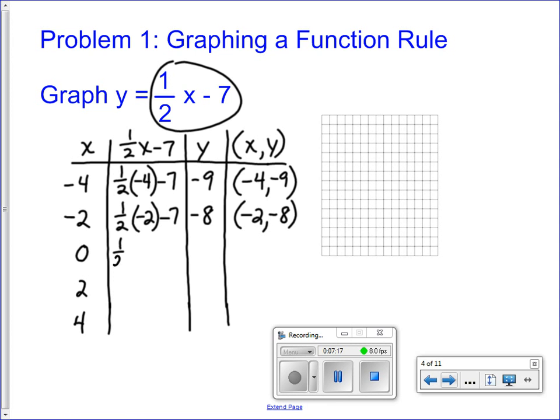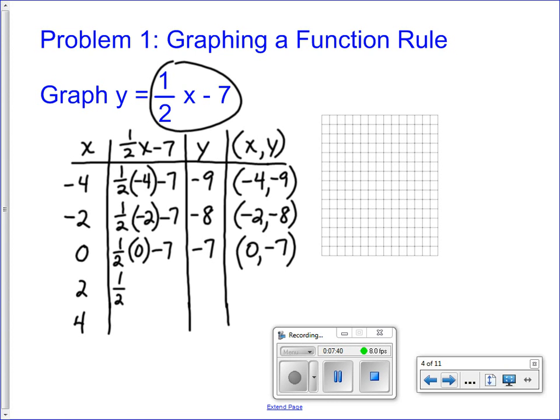Substituting in 0, I have 1/2 times 0 is 0, minus 7 is -7. So I have the ordered pair 0, -7. And you can see the pattern that we're starting here. It appears our y is going up once for every 2 x goes up.